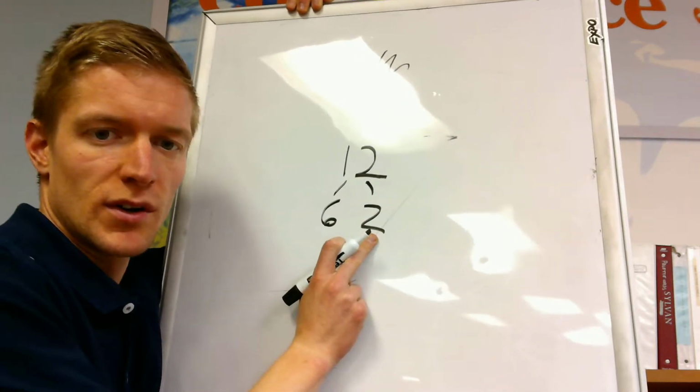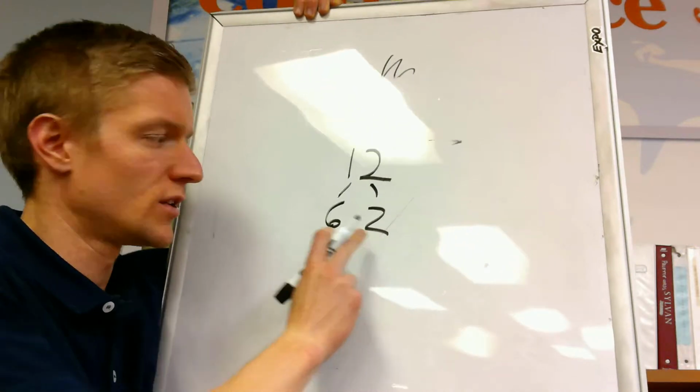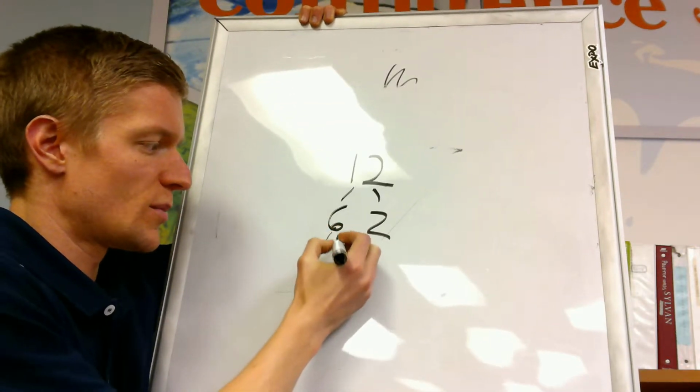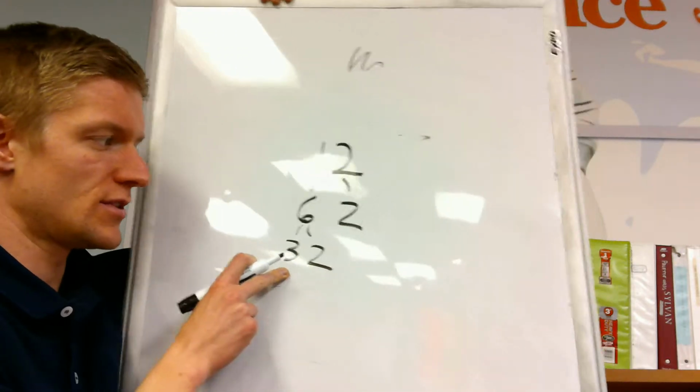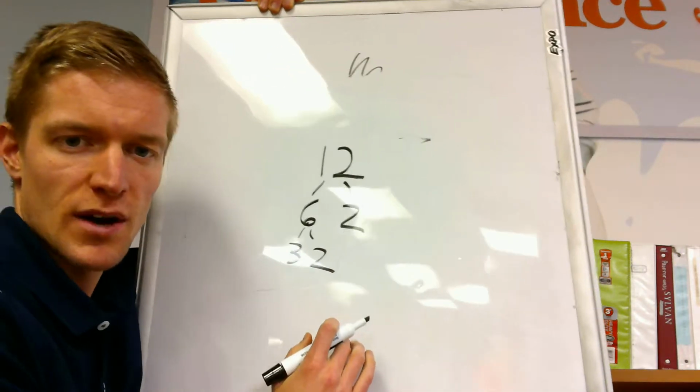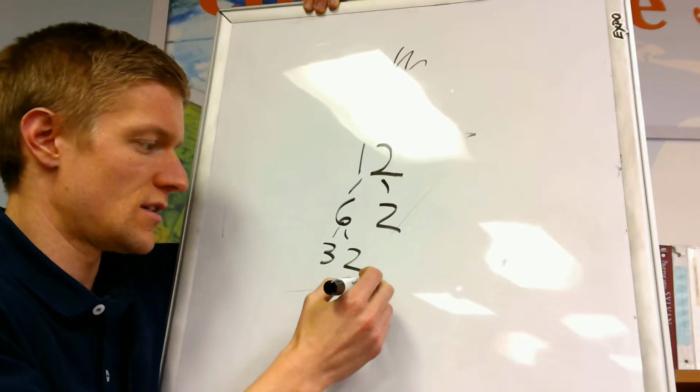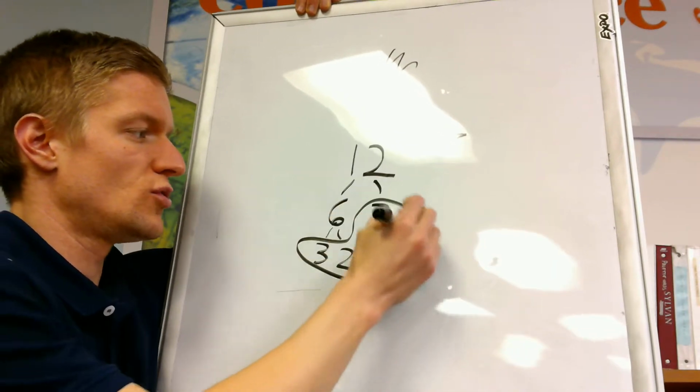2 is a prime number, so we obviously can't break that one up anymore. 6 can be broken up into 3 times 2. Again, 2 is a prime, 3 is a prime. So we've reached the bottom of our factor tree, and we have 3 times 2 times 2.